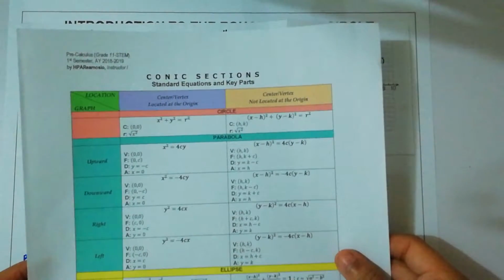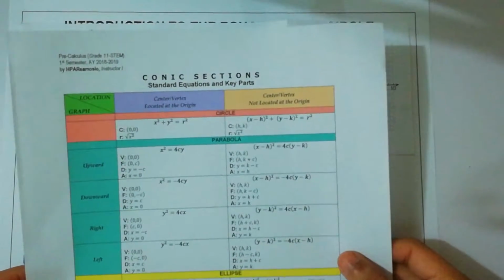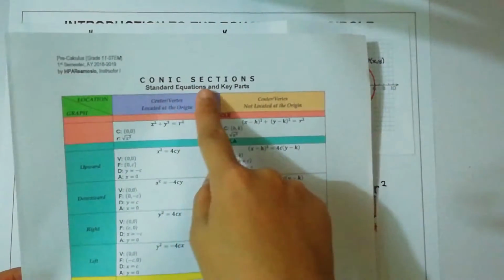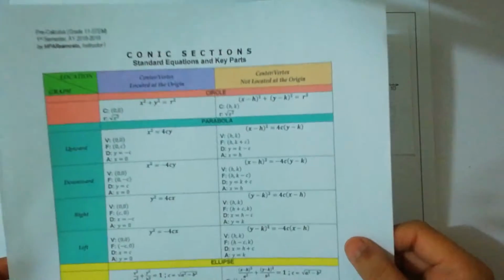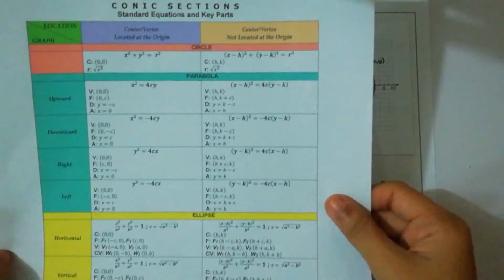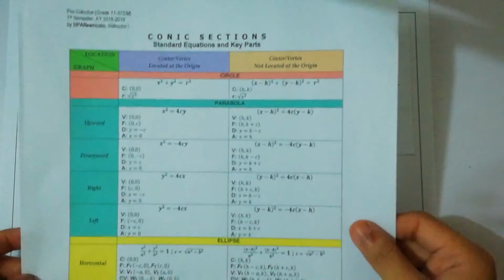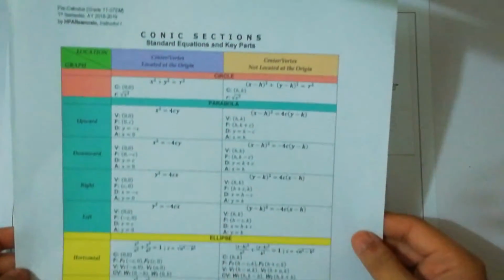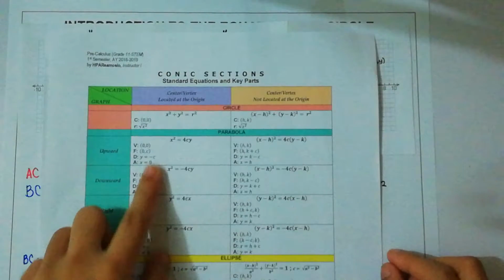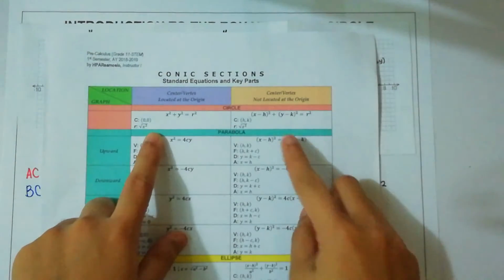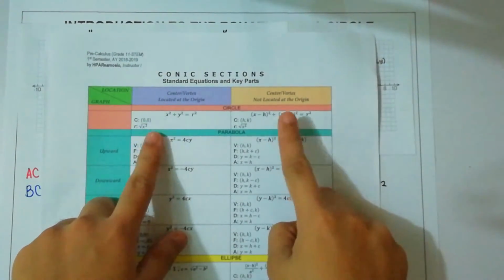You will need this cheat sheet about the conic sections in understanding its standard equations and key parts as we go along with the whole topic of conic sections. But now we will just focus on the circle and these two standard equations.